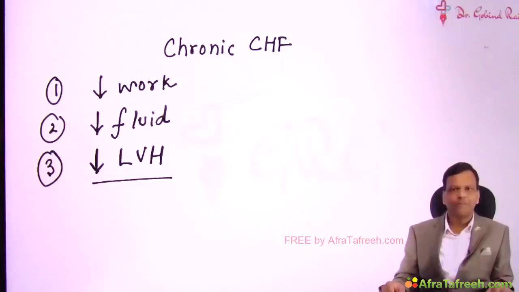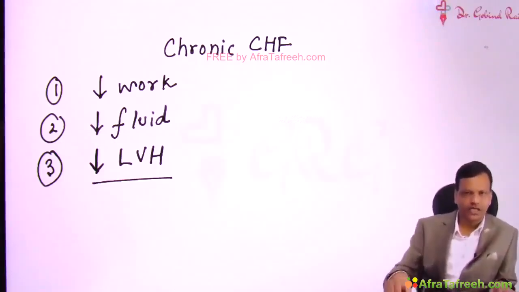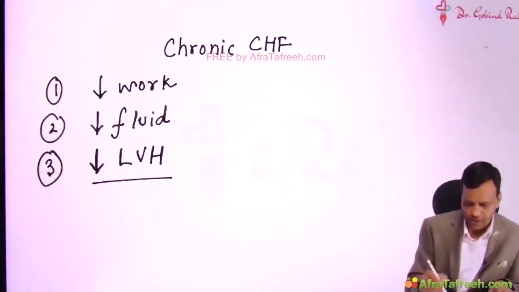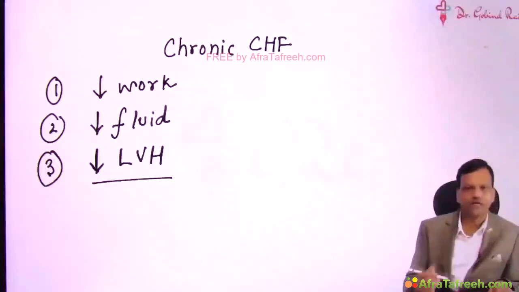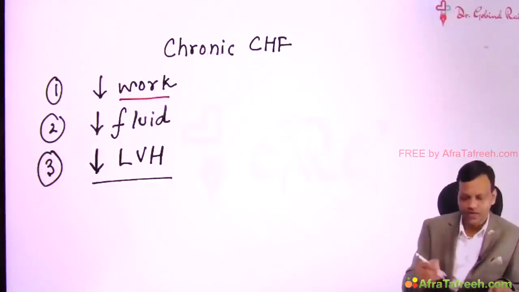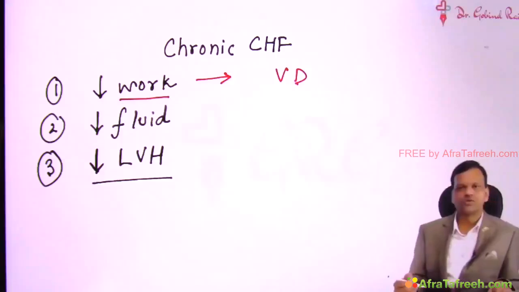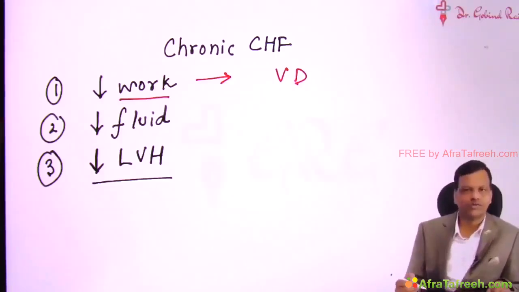So remember, the main aim of acute CHF was to increase contractility. This is not the aim in chronic CHF because contractility is already normal. So we'll discuss one by one how we can achieve these aims. The first aim is to reduce the work of heart. And we know work was increased because of vasoconstriction. So we can reduce the work by causing vasodilation. So vasodilators are used to reduce the work of heart.